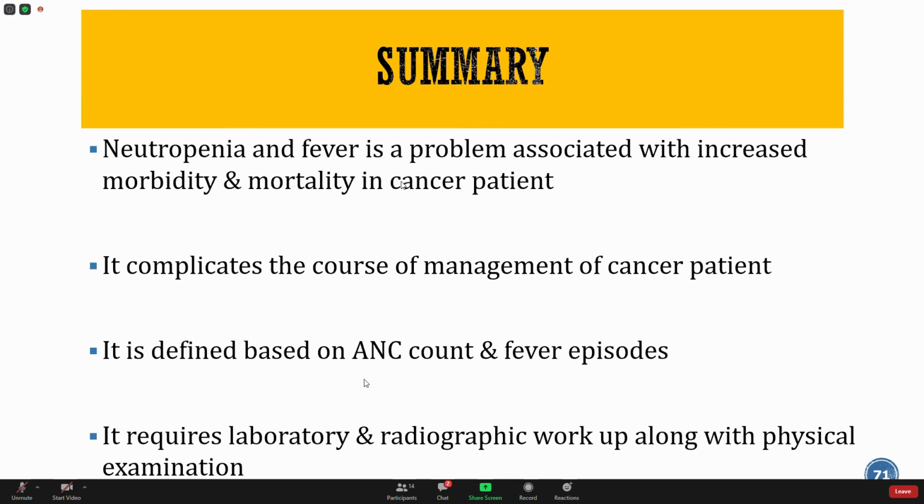So as a summary, neutropenia and fever is a problem associated with increased morbidity and mortality in cancer patients, and it's a medical emergency. As the patient comes to the hospital, it has to be immediately treated. It's defined by neutrophil counts in the fever episode, and you definitely need the laboratory, radiographic and microbiology data as the patient comes to the hospital, depending upon your physical presentation and physical examination. But you don't have to wait for the investigation to come back to start the antibiotic. You have to take action immediately and see the results later on.